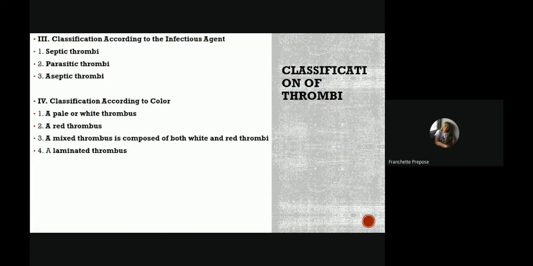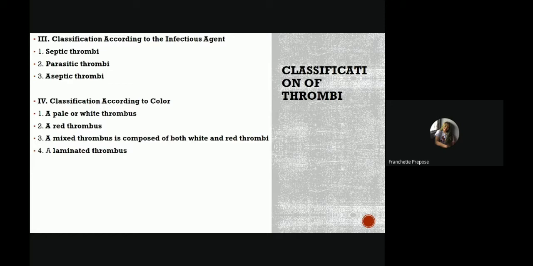Now, the third classification is according to the infectious agent. First is the septic thrombi, which are those which contain bacteria. Next is the parasitic thrombi, those which contain parasites. And the third is the aseptic thrombi, those which do not contain bacteria or parasites.